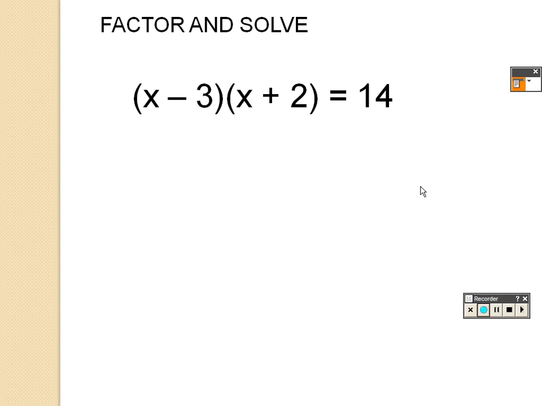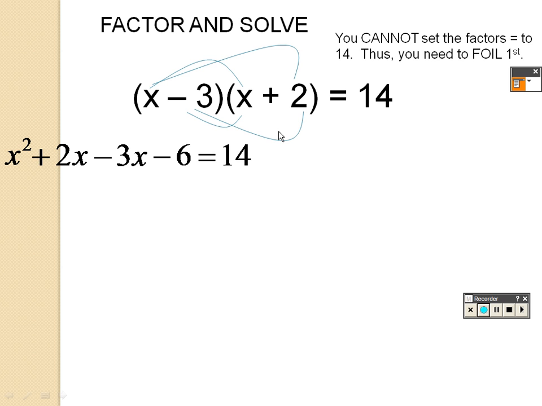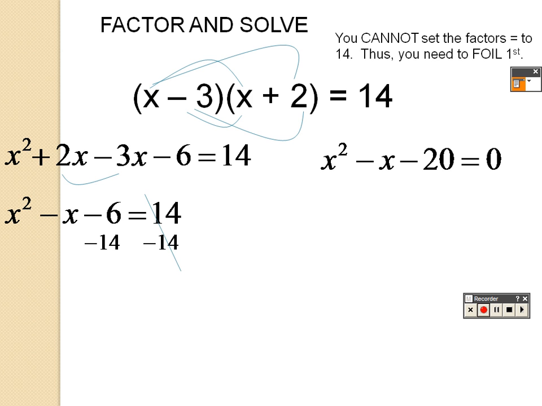With a problem like this, to factor and solve, I can't just, because of how it's set up, do x minus 3 equals 14 and x plus 2 equals 14. I cannot do that. So I need to figure out how to solve this. I need to first FOIL. So I get x squared plus 2x minus 3x minus 6 equals the 14. I combine my like terms to get x squared minus x minus 6, and that equals 14. And minus 14 on both sides, and I get x squared minus x minus 20 equals 0.